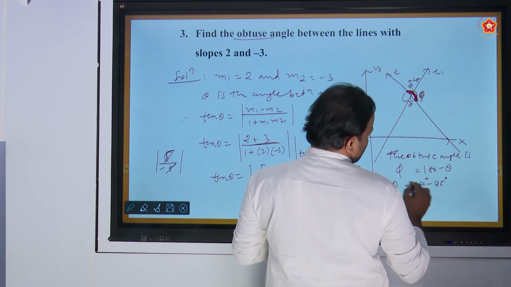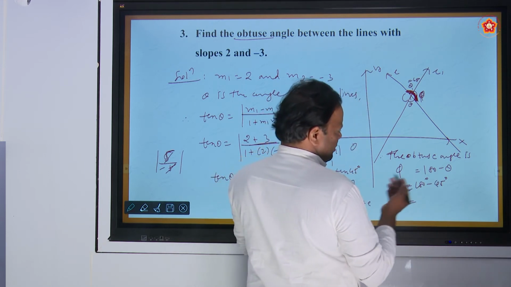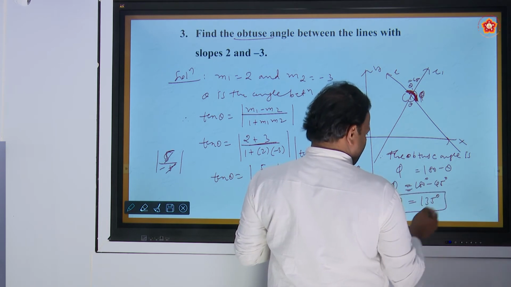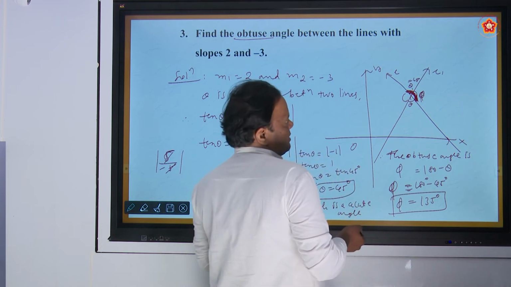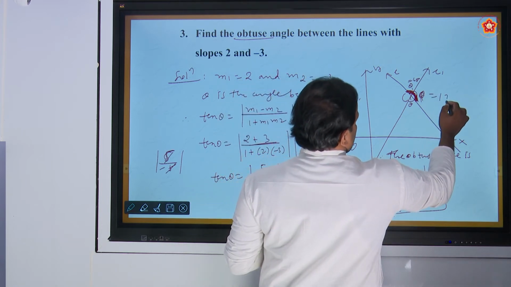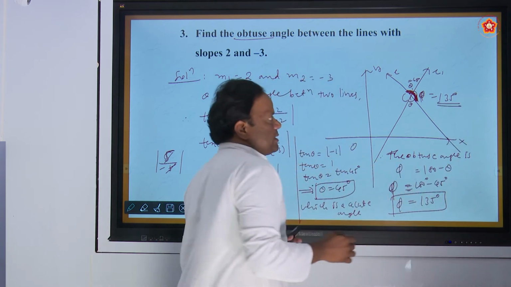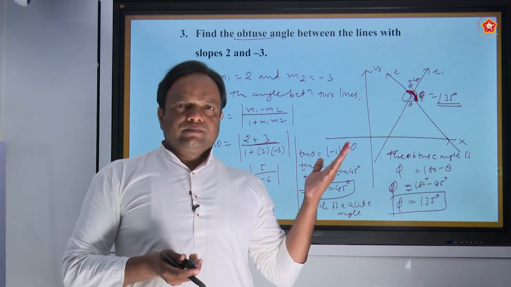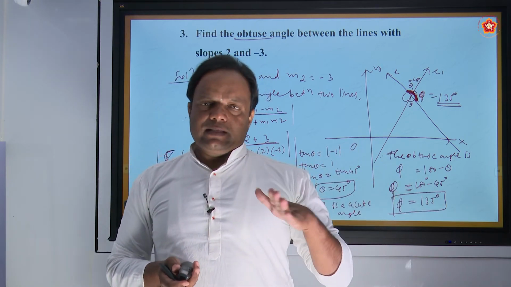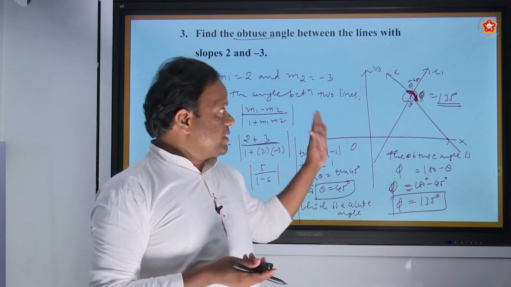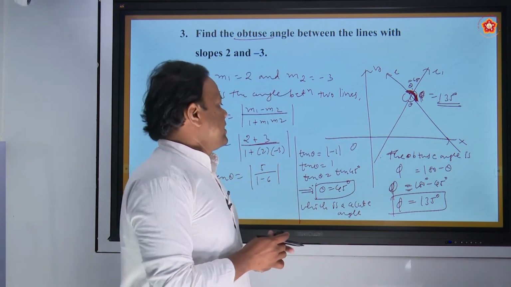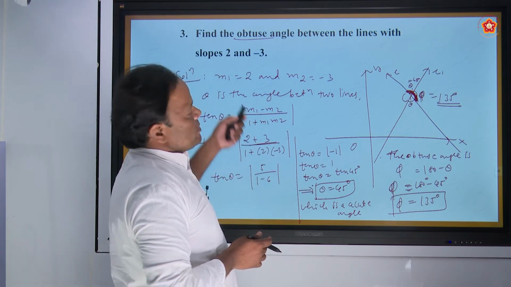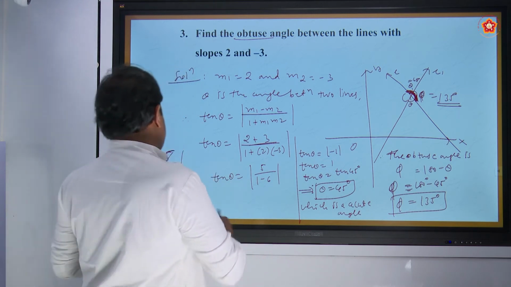So phi is equal to 180 minus 45, which is 135 degrees, correct. So this angle is 135 degrees. Therefore, the obtuse angle is 135 degrees. Once you find the acute angle, you can easily find the obtuse angle, because 180 minus the acute angle is nothing but the obtuse angle. From the figure we see the theorem, okay. So 135 degrees is the obtuse angle between the lines with slopes 2 and minus 3, okay.